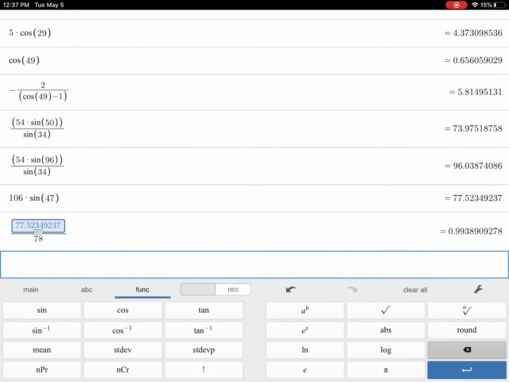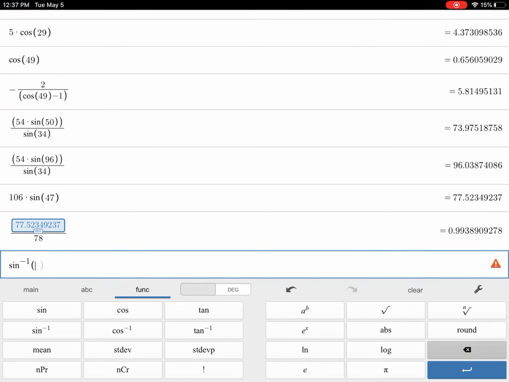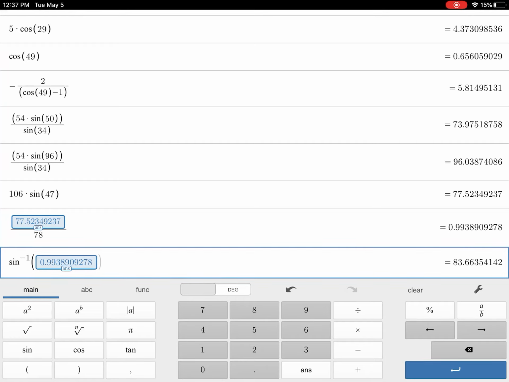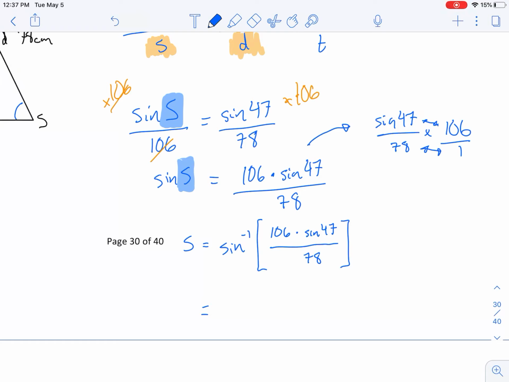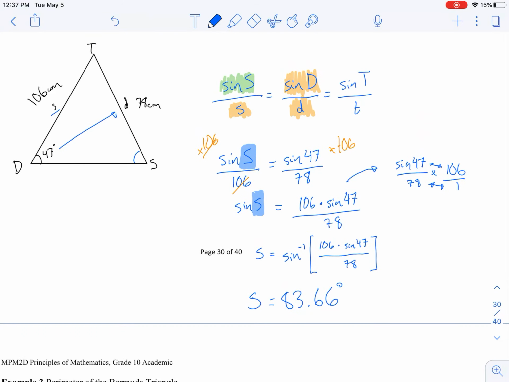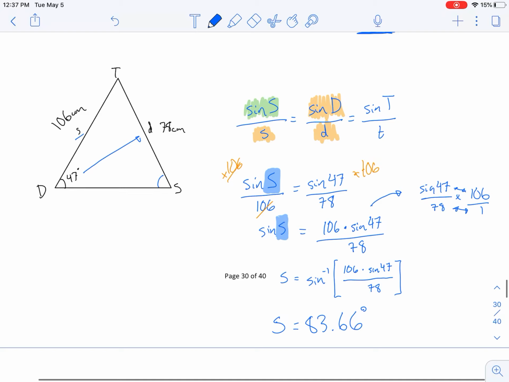So I need to hit second function, sine inverse, and then of my last answer, so I'm going to hit answer there. My calculator stores that for me. And I get the answer of 83.663, so 83.66. So we can write in that answer, S is equal to 83.66. And that is an angle measurement. We only use the inverse function to solve for angles. So it's 83.66 degrees.